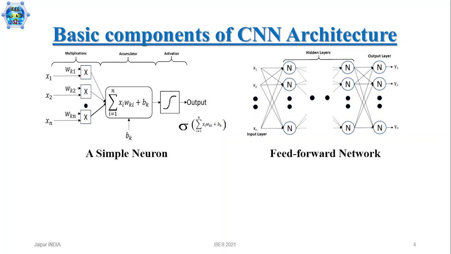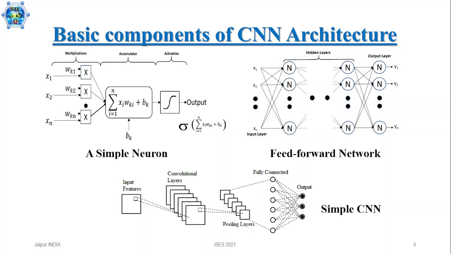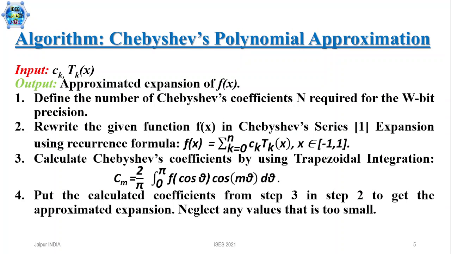Several neurons combine to form a feed-forward network having an input layer, hidden layers, and an output layer. Several stages of convolution and pooling layers combine to form a complete convolutional neural network architecture. Sigmoid activation function is a nonlinear activation function, and polynomial approximation is a viable solution for the hardware realization.